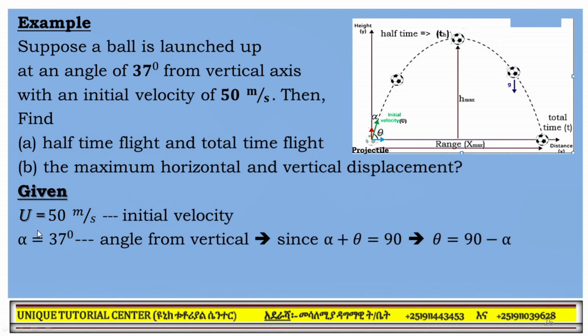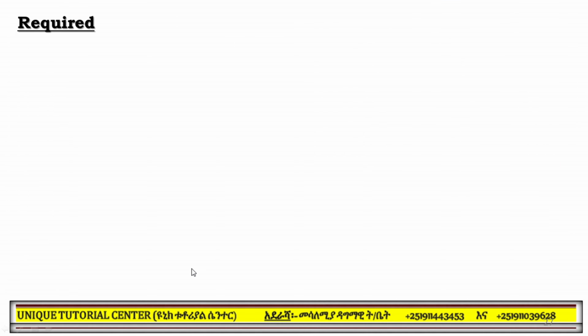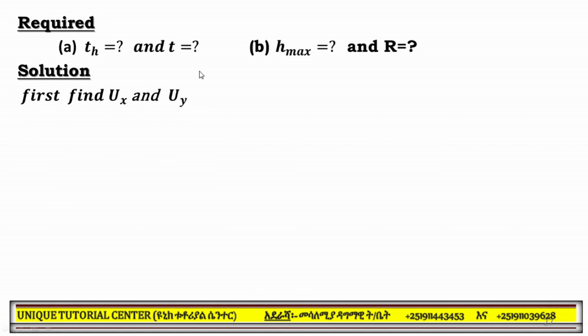Angle from vertical axis is 37 degrees. So we need to determine the angle from horizontal, since every equations are determined from horizontal axis. So you should have to use this angle theta, which is 90 minus alpha, 90 minus 37 will be 53 degree. Therefore, we are asked to determine the half-time flights and the total time flight, and B, the maximum vertical height and range. Solution: first of all, we need to determine ux and uy. ux እና uy መጀመሪያ ማግኘት ያስፈልጋል, the horizontal and initial velocity components.